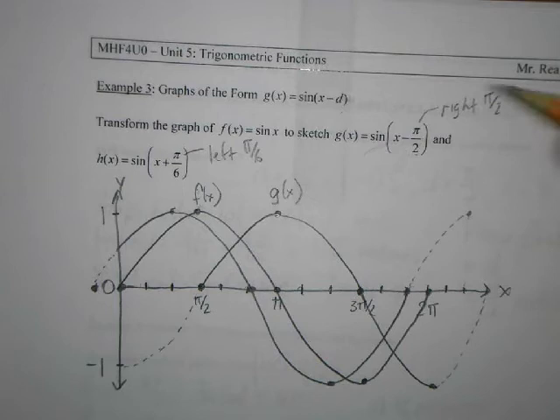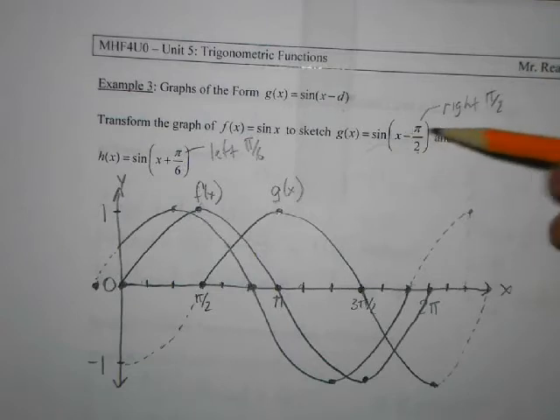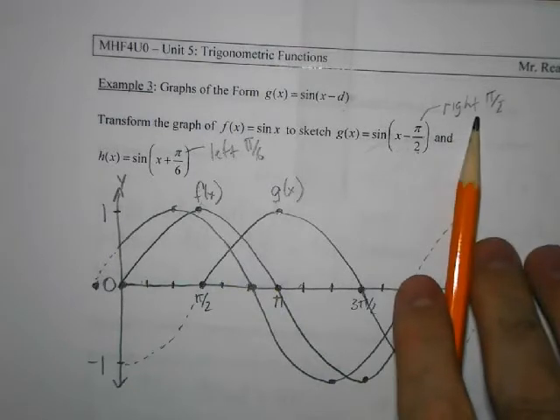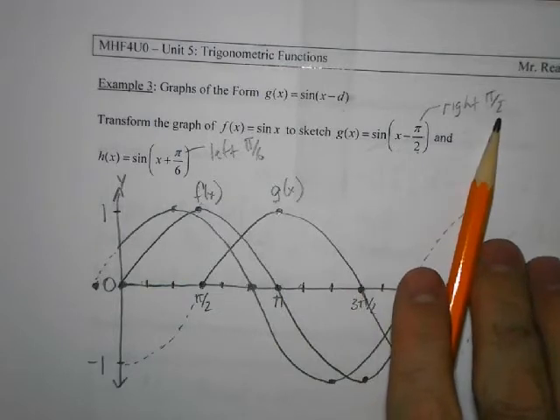So it's exactly the same as when you looked at the vertex form for a quadratic. You know that if it's x minus 2, that h was 2. So for this graph g of x, we basically shift everything right pi by 2.